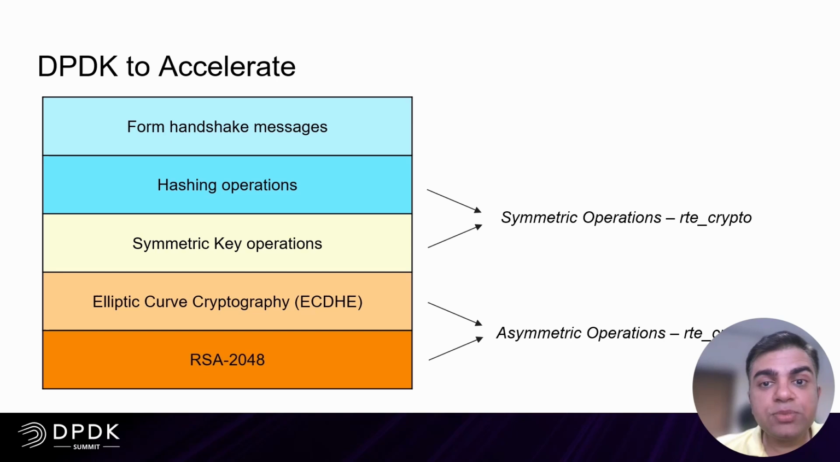Now, DPDK provides rte crypto APIs for both symmetric as well as asymmetric crypto operations, which, depending on software or hardware crypto device, can help in reducing these core cycles. The ECDHE and the RSA are asymmetric crypto operations, while the ciphering and hashing are symmetric. So, depending on the hardware on which the application is running, the application can offload these cycle-consuming tasks to cryptographic accelerators. At the application level, it can form handshake messages and use DPDK crypto APIs to reduce the core cycles required for these operations.